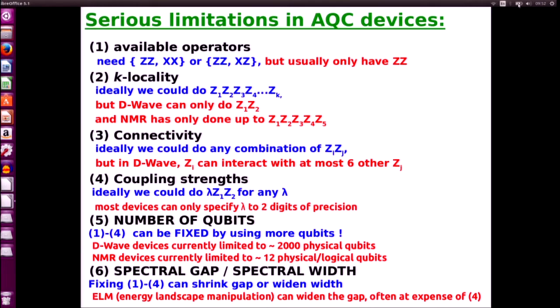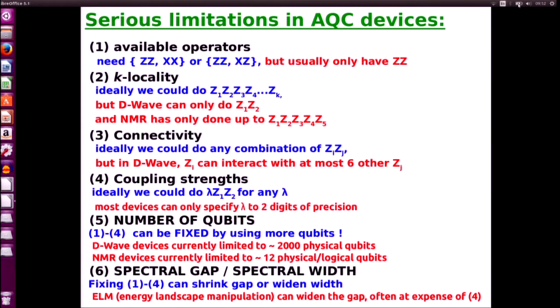The first D-Wave, I think, was 128 qubits. $10 million for 128 qubits. $100,000 each. I give you a house, you give me a qubit. Now, I give you a car, you give me a qubit. D-Wave machines are getting cheaper. They're getting cheap. NMR devices can do 12 qubits at the most.